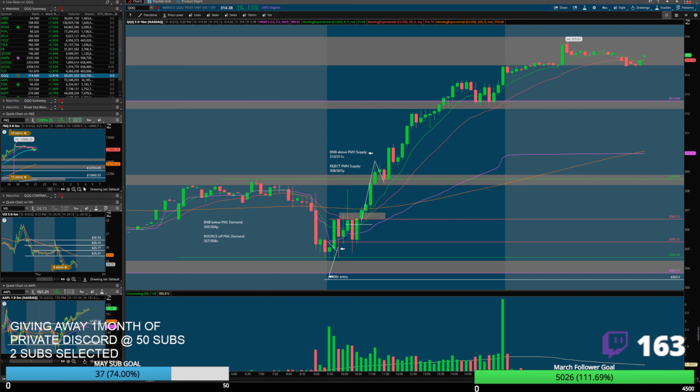Do you use all hours, or only 4 a.m. to 9:30 for zones? I use all hours. All hours, yep. Okay, and I want to show you how I drew these zones.